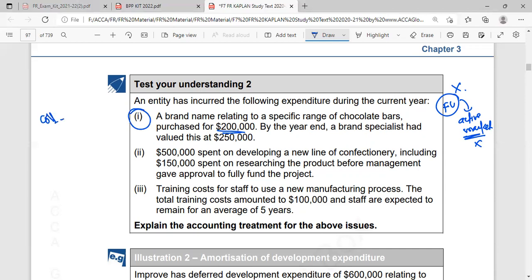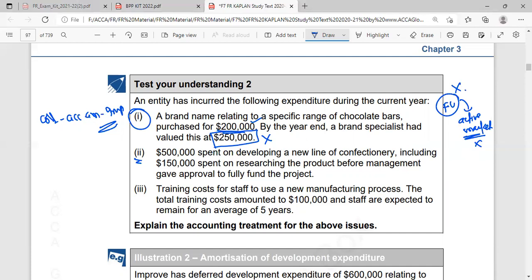In the cost model, we have to show the value at cost less accumulated amortization less impairment loss, if any. So we represent the intangible at a price less than the 2 lakh: 2 lakh minus amortization minus impairment loss, if any. Showing it at 2,50,000 is not correct. Next, 5 lakh spent on developing a new line of confectionery, including 1,50,000 spent on researching the project before management gave approval to fully fund it. Out of that, 1,50,000 is research only, so it is transferred to the statement of profit and loss. The remaining 3,50,000 is treated as development expenditure and should be capitalized.